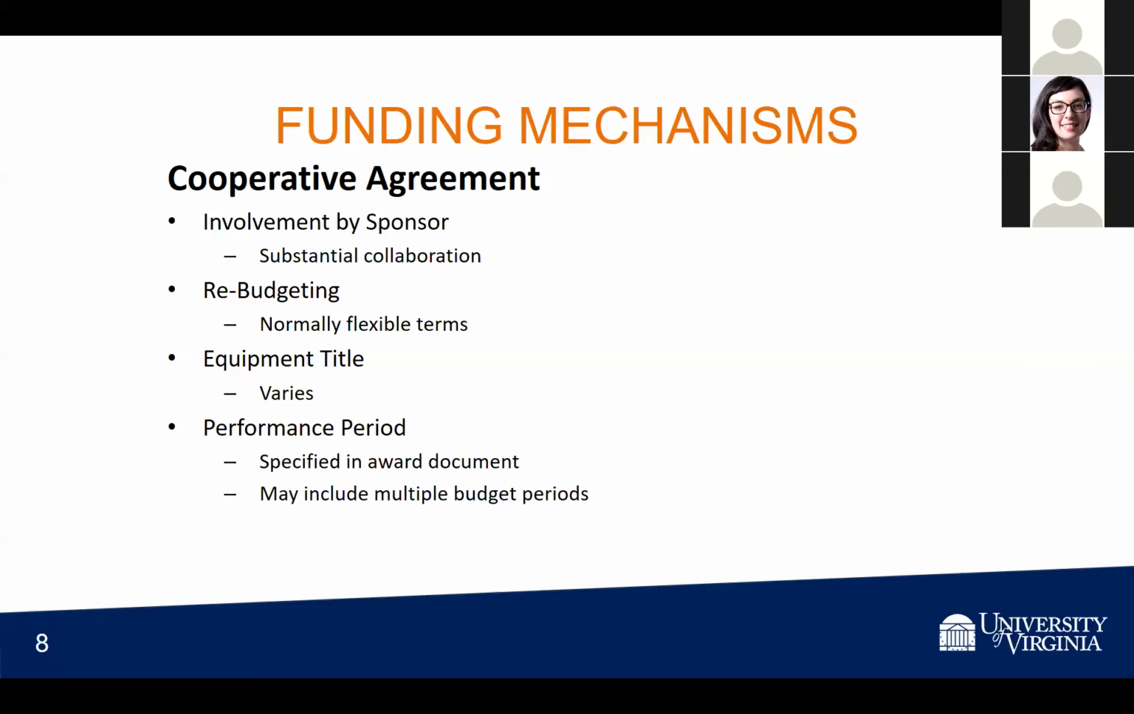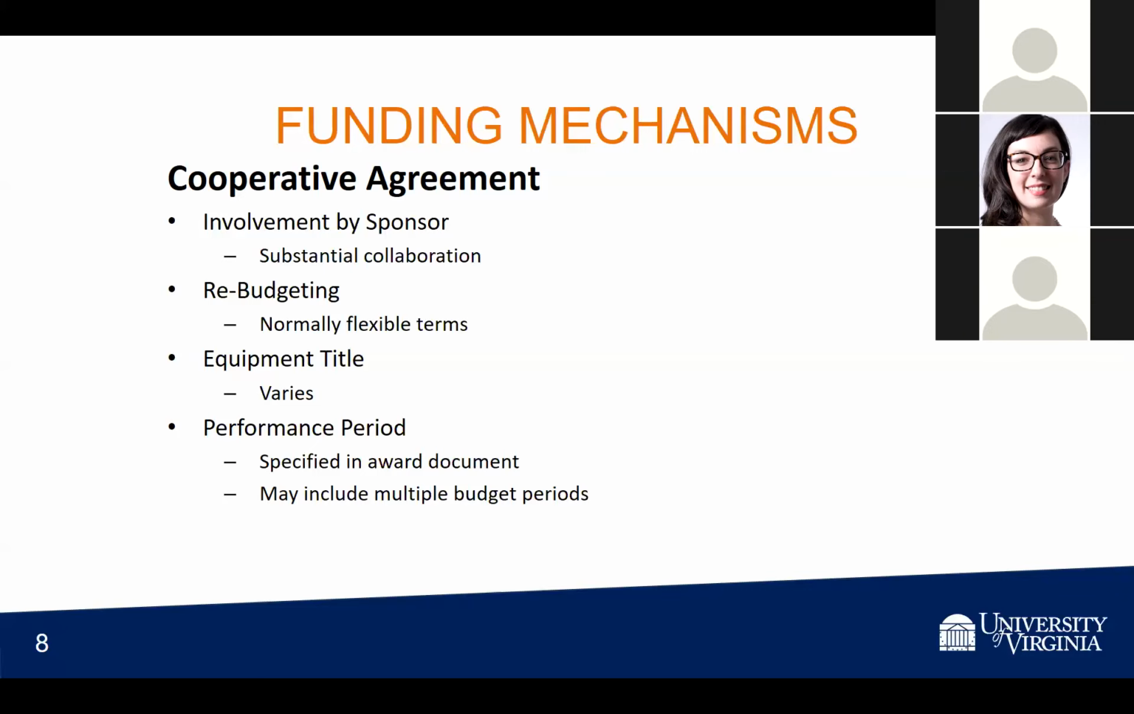It could include multiple budget periods, thinking of a funding mechanism like the U01 from NIH, which we'll talk about a little bit later. So the key takeaway here: grants and cooperative agreements are both federal assistance. They both fall under uniform guidance. The key differentiator is how involved the sponsor is in the technical implementation. In a grant, there's limited engagement. In a cooperative agreement, there's substantial engagement.